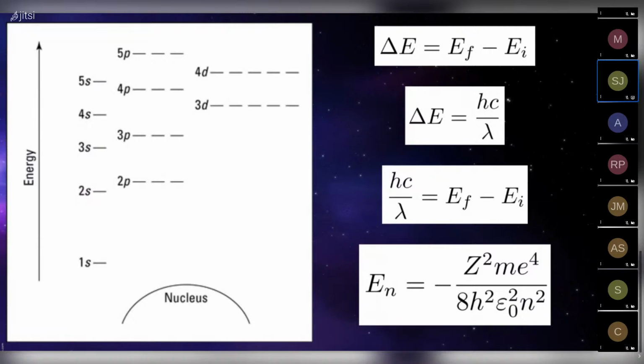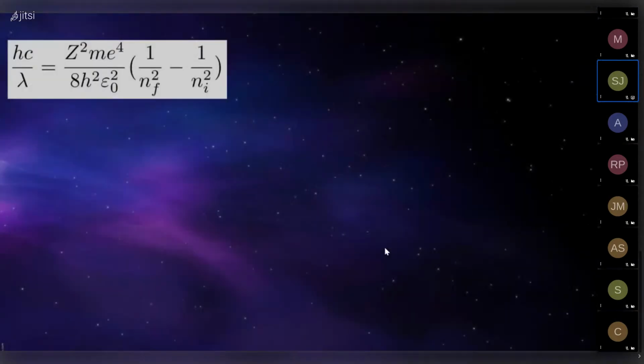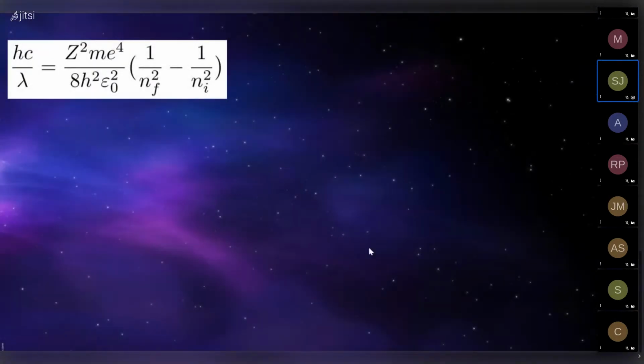Now, if we apply this to the previous equation, that is EI equals minus Z square m e power 4 by 8 h square epsilon naught square n i square, and EF equals minus Z square m e power 4 by 8 h square epsilon naught square n f square, then we get this equation, that is hc by lambda is equal to Z square m e power 4 by 8 h square epsilon naught square into this factor.